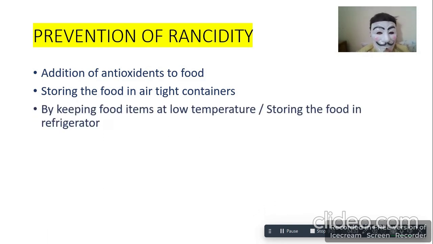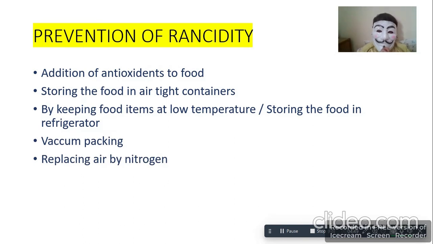Third is keeping the food items at low temperature and storing the food in the refrigerator. You must have kept food from last night many times to prevent spoiling. You can't just keep it out, right? Then vacuum packing, and the last one, replacing air by nitrogen. You must have seen that we often replace air with nitrogen in potato chips or something.